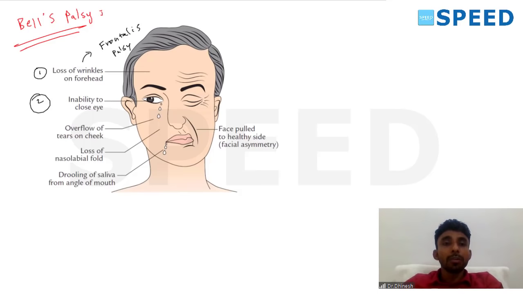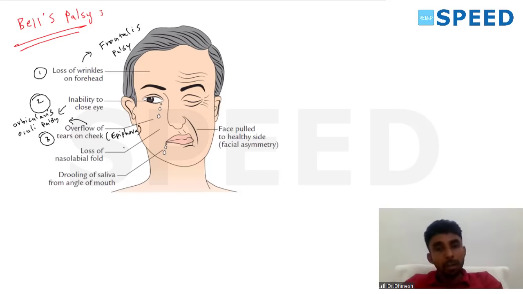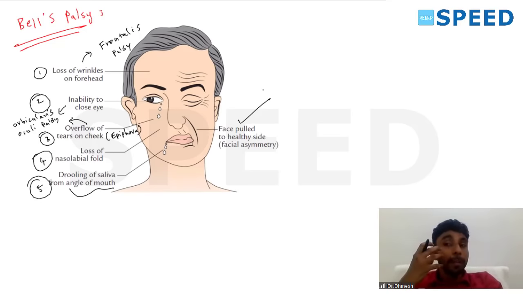What is the reason? Yes, inability to close eyes is because of paralysis of the muscle around the eye which helps in closure of the eye, called orbicularis oculi, isn't it? Orbicularis oculi palsy. And there will be overflowing of tears on the cheek, called epiphora. This is also due to paralysis of which muscle? Orbicularis oculi palsy. Some other features: there will be loss of nasolabial fold, drooling of saliva from the angle of the mouth, and asymmetry of the face. The face will be pulled to the normal or healthy side. So these are the various clinical features of Bell's palsy.